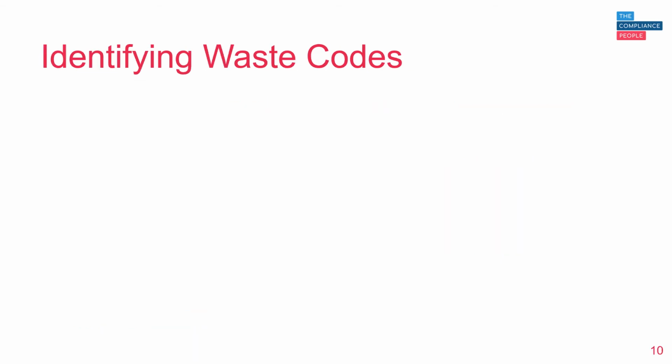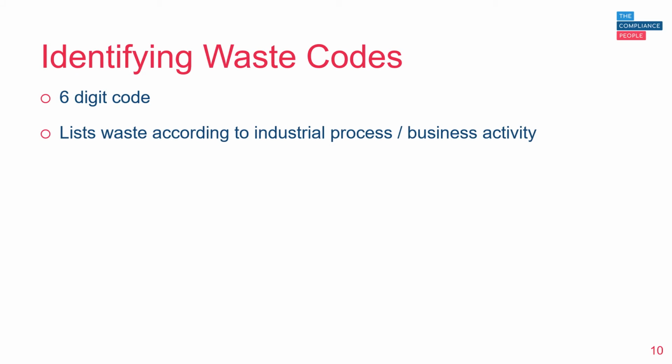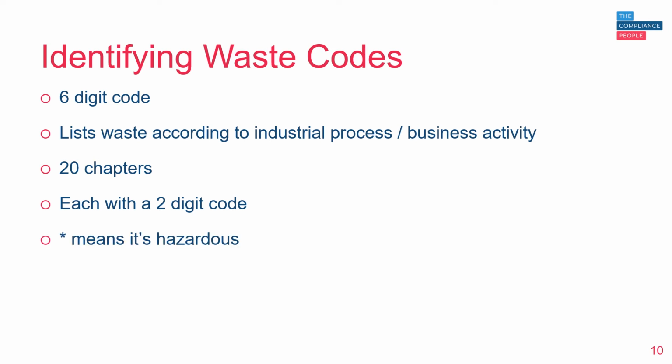So when we talk about identifying waste codes, what do we actually mean? Waste codes are 6-digit codes. They list waste according to the industrial process or business activity that produced the waste. So here we want to know exactly what the waste is and where it's come from. The list of wastes contains 20 chapters that relate either to a process that generated the waste or to the specific waste types. The chapters are given a 2-digit number, so for example 20, which is the municipal chapter, and it's really important that you use the right code. An asterisk means that the waste is hazardous, so we don't need these when dealing with non-hazardous waste.